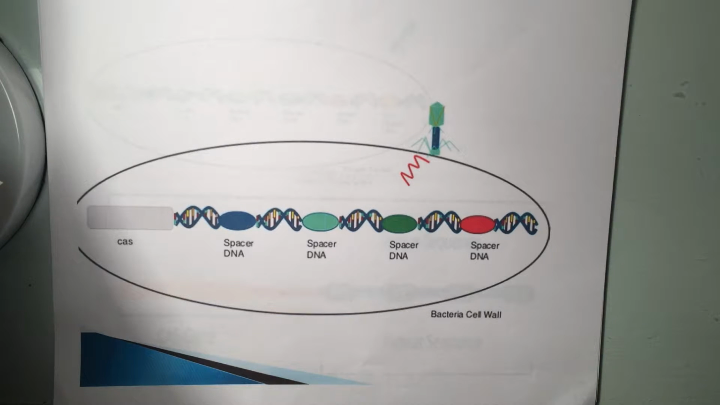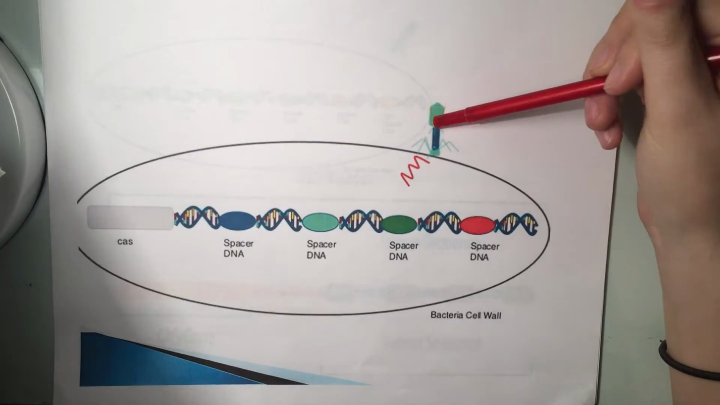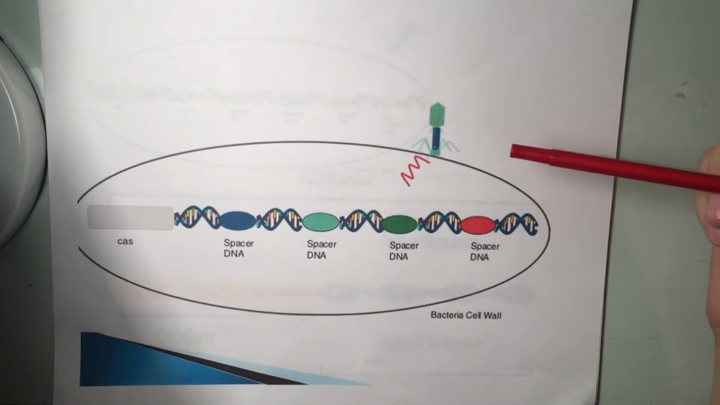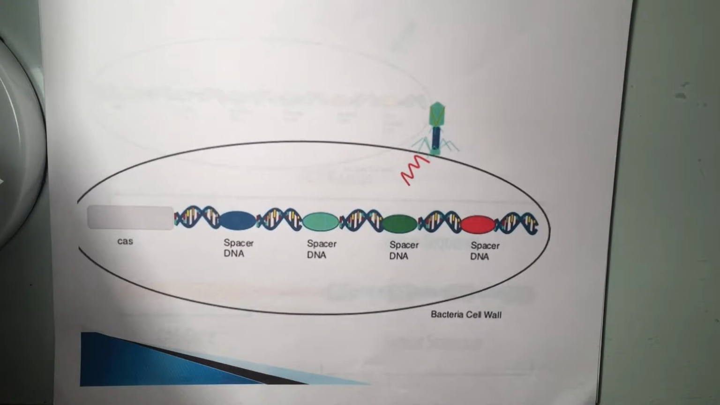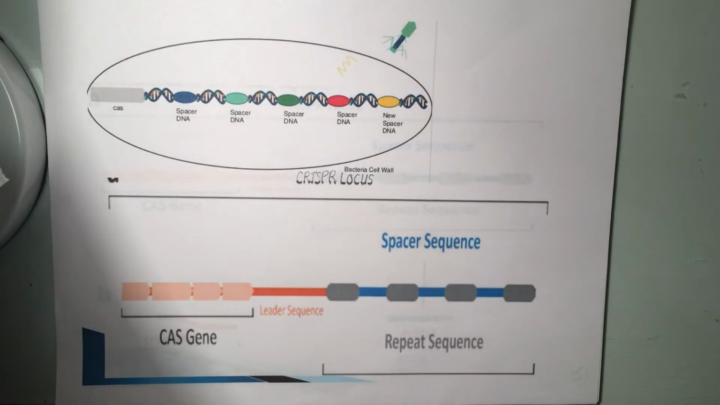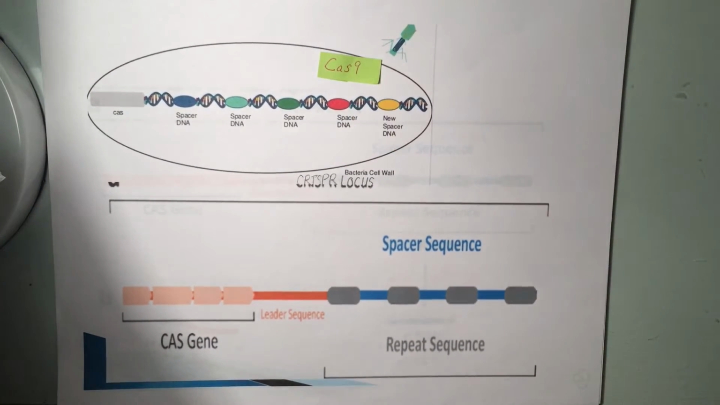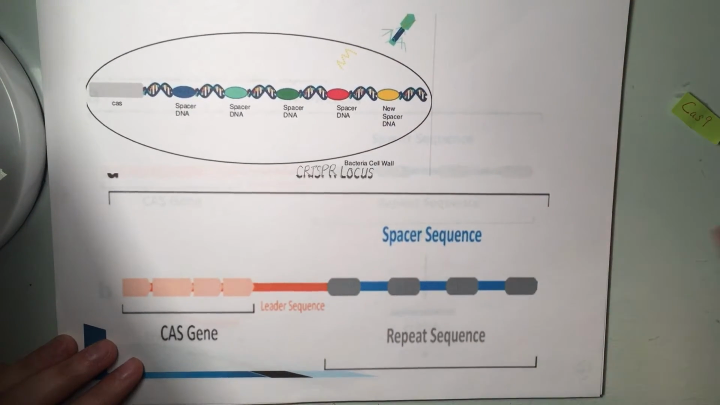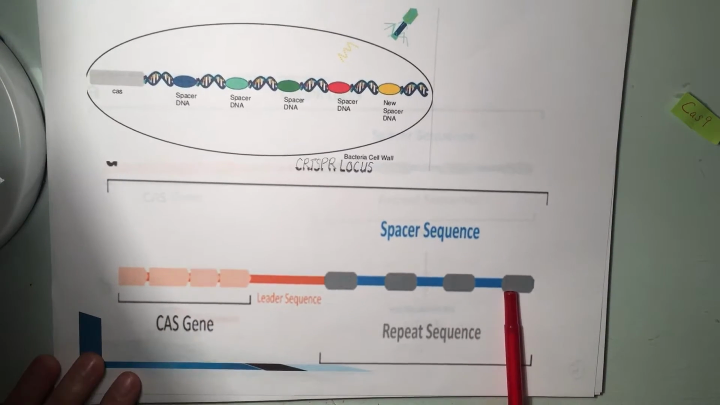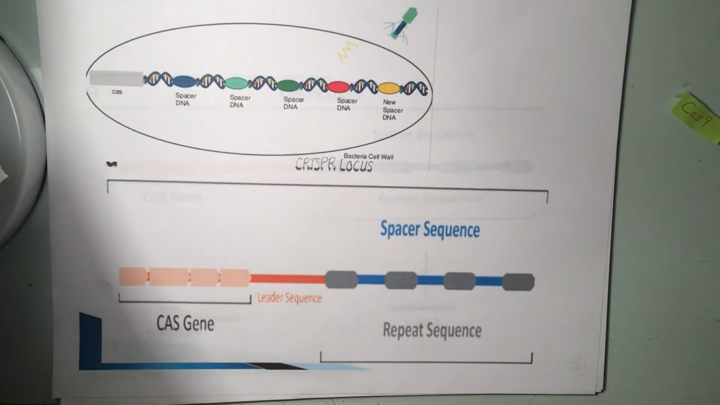So now we can talk about the process. First it begins with initial exposure of HIV as it binds to the cellular membrane and inserts its RNA into the cell. Now, the foreign DNA is cleaved by a Cas9 nuclease and is captured, and as a result of this, it is integrated into a CRISPR locus in the form of a spacer.